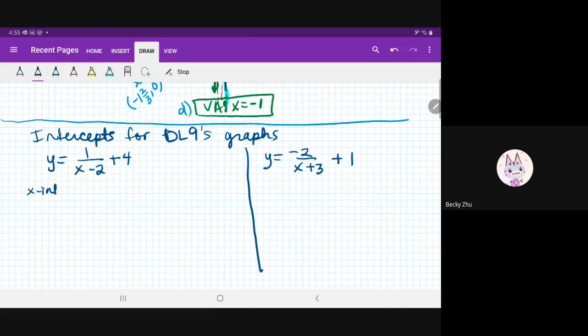So x-intercept, y-intercept. Okay, so for the x-intercept, y equals 0. So 0 equals 1 over x minus 2, plus 4. The y-intercept is where x equals 0. So y equals 1 over 0 minus 2, plus 4.